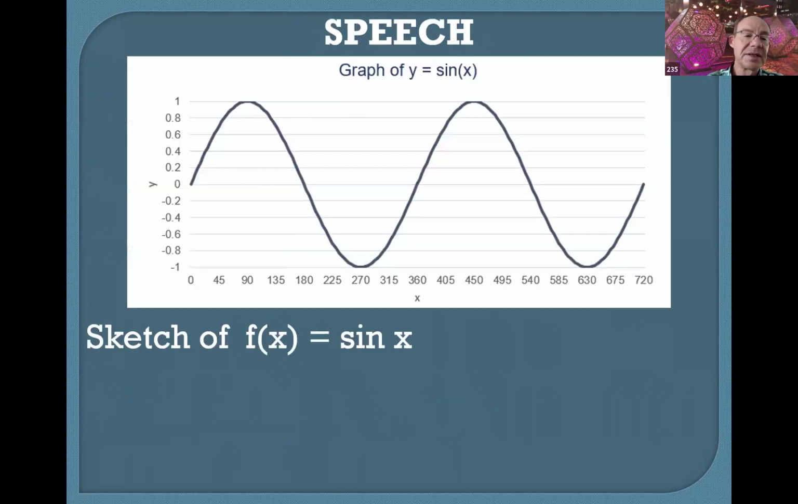Now, let me ask you this. Let me ask Felicity here. Felicity, would you read to me the instruction underneath the graph? Sketch, I presume it means the graph of f of x is equal to sine x. Now, would you say f of x equals sine x, or would you say fx equals sine x? I'd probably say fx. No, I'd say f of x. Okay, but now you're thinking, aren't you? Yeah, I am.